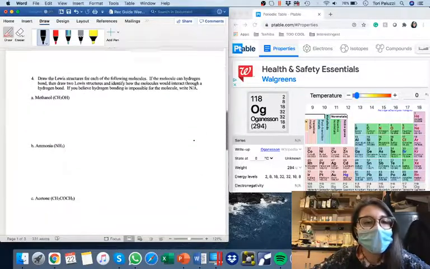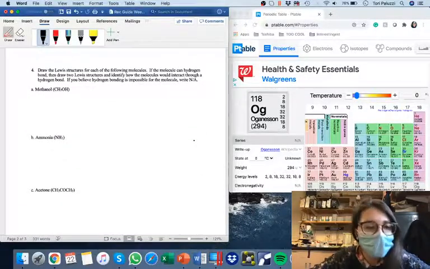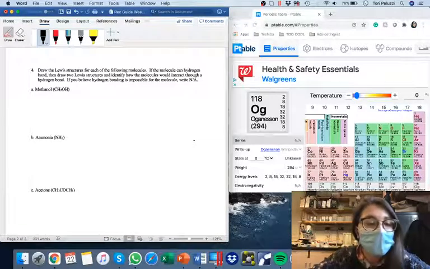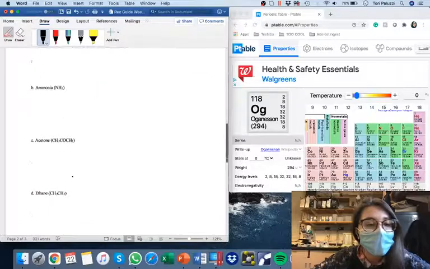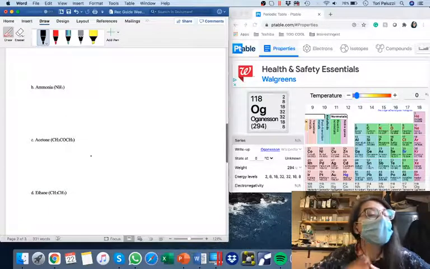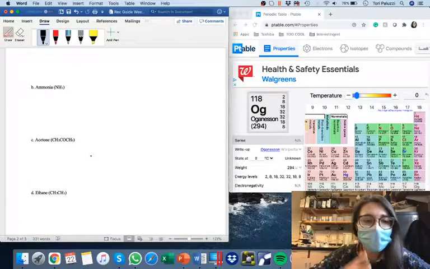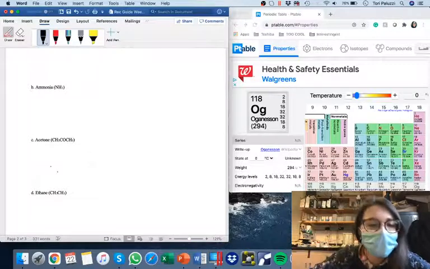All right, so draw the Lewis structure of the following. If the molecule can hydrogen bond, then draw 2 Lewis structures and identify how the molecules interact. So I'm going to skip ahead and go all the way to acetone. I think this one's a little bit trickier to see, and also a trickier Lewis structure, so I'm going to go with that one first.